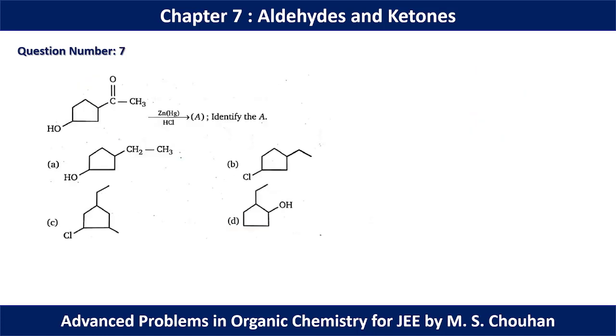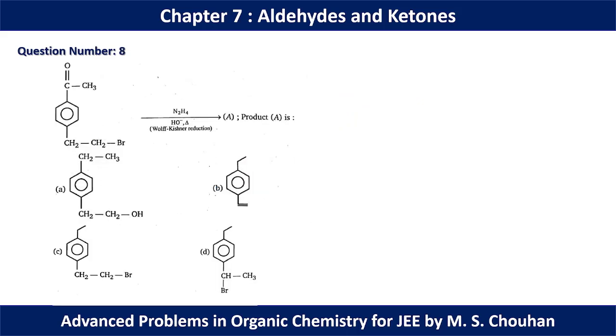In question number 7, we have used zinc HgHCl. So see, this position should be converted to, this 5-member ring should be converted to CH2CH3. And in this position again we have initially carbocation and finally Cl minus will be added. So for question number 7, option B should be the correct option.